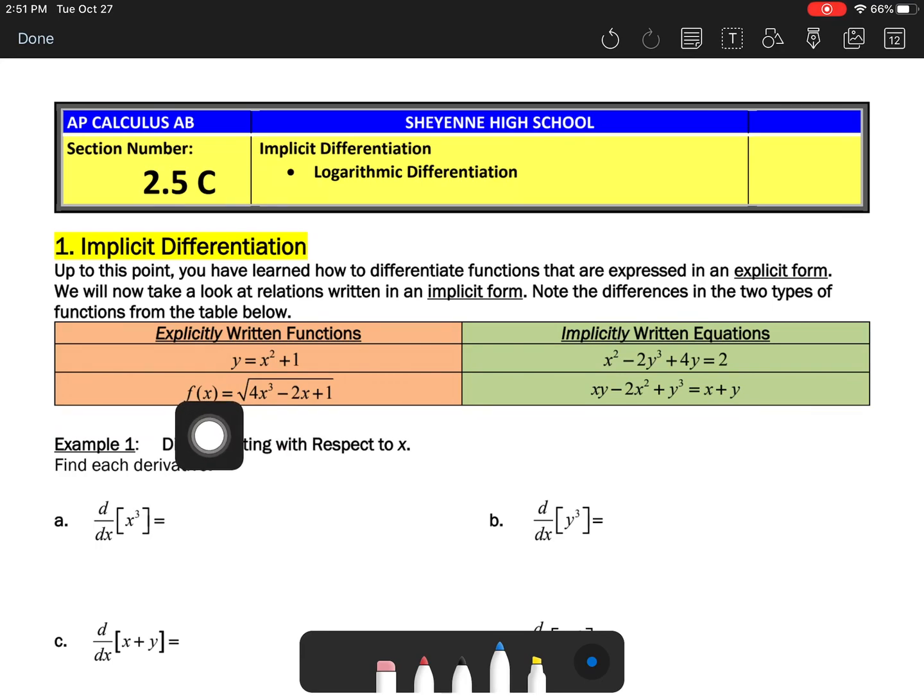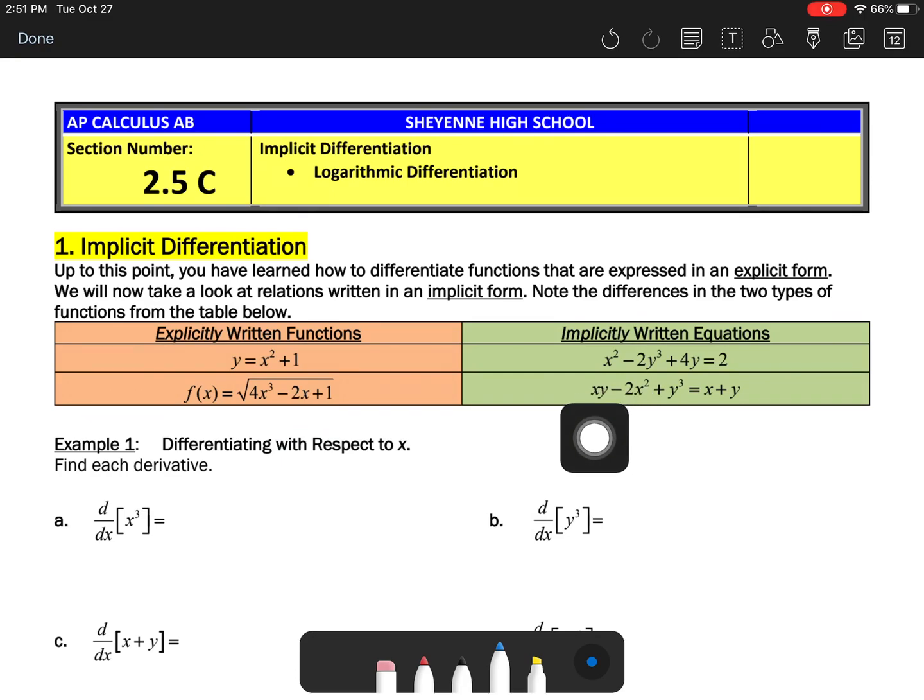Another way we could have written this one is with the f of x notation. So this is a function of x. We have x as our independent variable throughout. So that's an explicit function. Our function f of x is all in terms of our independent variable x.